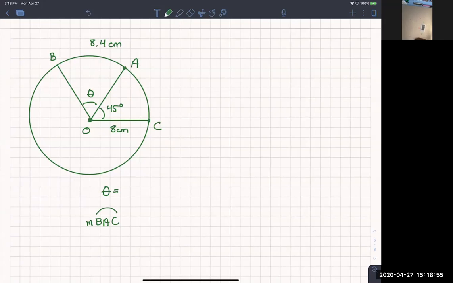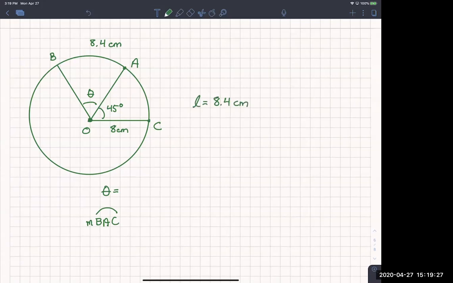8.4. You would translate your 8.4 centimeters. Okay, so 8.4 centimeters. Is that the arc length or the arc measure? That is the arc length, but we're trying to find the arc measure, or the angle, because the arc measure and the angle are the same. So we know the length is 8.4 centimeters, and we know the radius is 8 centimeters. Since they're both the same units, we can ignore the units for the time being.